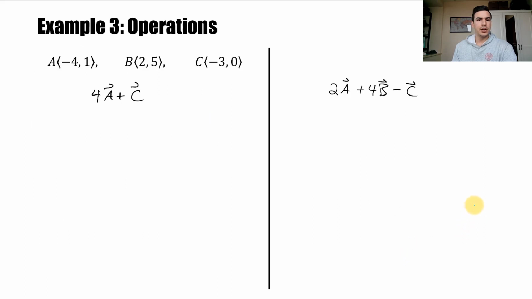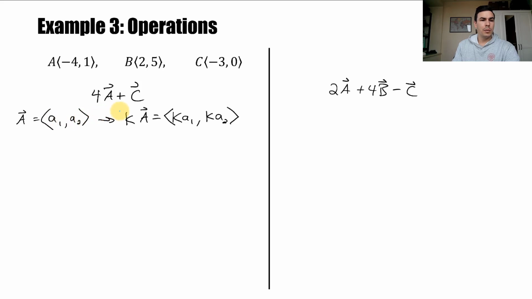Okay, looking at operations here, we're going to take a look at these operations with vectors A, B, and C. Notice A, B, and C are given to us in component form. So for this one on the left, the first thing we're going to do is multiply this scalar of 4 with A. If A has components A1, A2, and we multiply that by a scalar, that's just that scalar times A1, and then that scalar times A2. So 4A is going to be 4 times -4, that's our component here, and then 4 times 1, which is our component here. That's going to give us -16, 4 for our components of 4A.